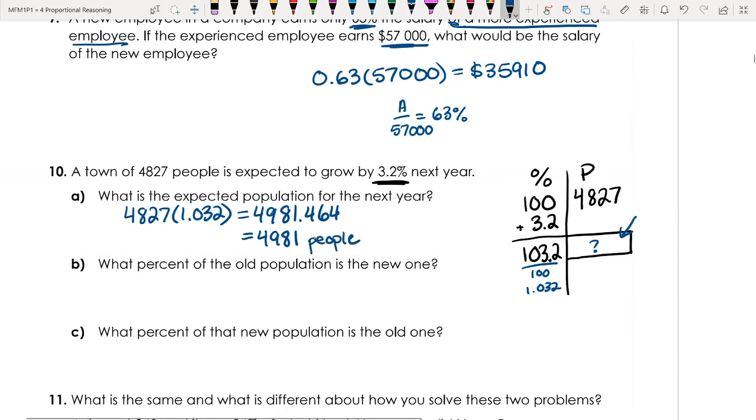A population of 4,981 people. All right, so now we can work on what percent of the old population is the new population. And actually, we already have the answer to this, but I'm going to show you how you would go about finding it if you didn't already know that you had the answer to it. See here, it's asking for percent.